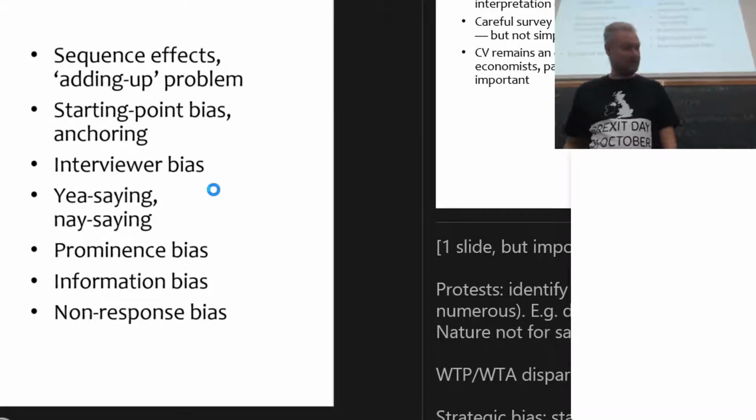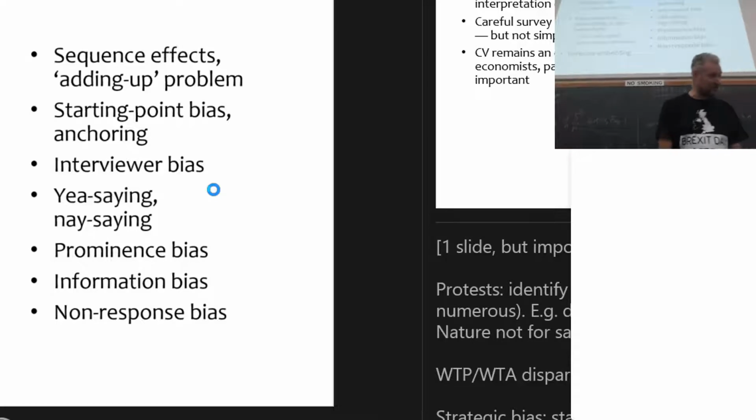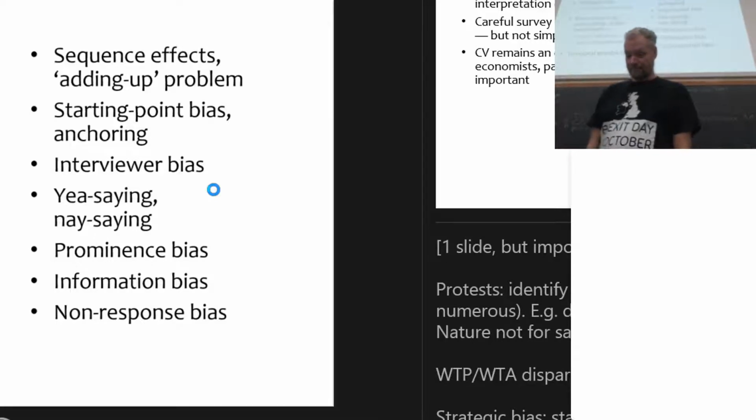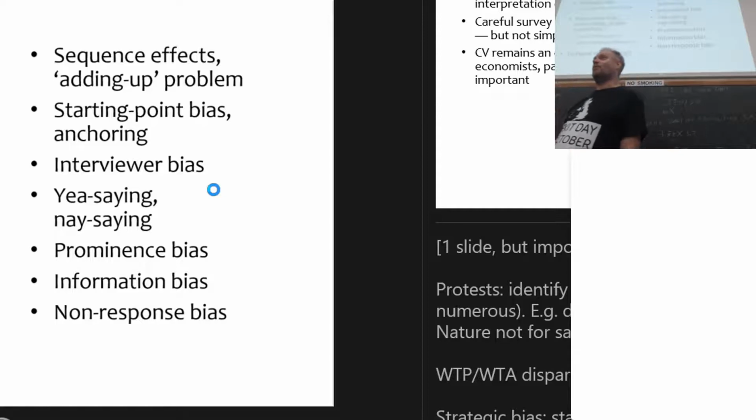Hopefully I have time to talk about willingness to pay versus willingness to accept. There may be a strategic bias going on. So you're going around asking people, how much are you willing to pay for this? And then some people realize that they're not actually being asked to pay, but really what is going on is that they're asking loads of people, they're going to take the average of these numbers, and then they're going to present it to the government.